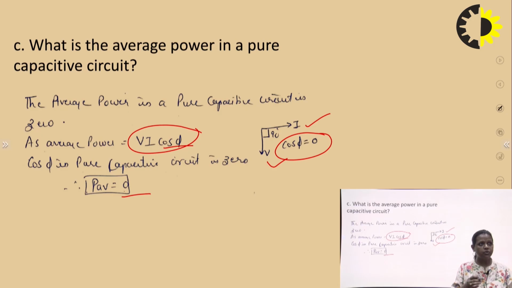And the question can also be, what is the average power in a pure inductive circuit? So the answer is the same. In a pure inductive circuit also the average power is equal to 0.